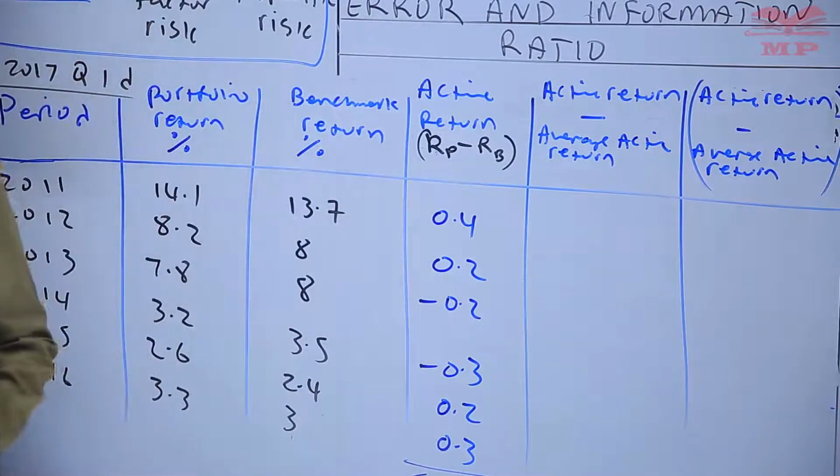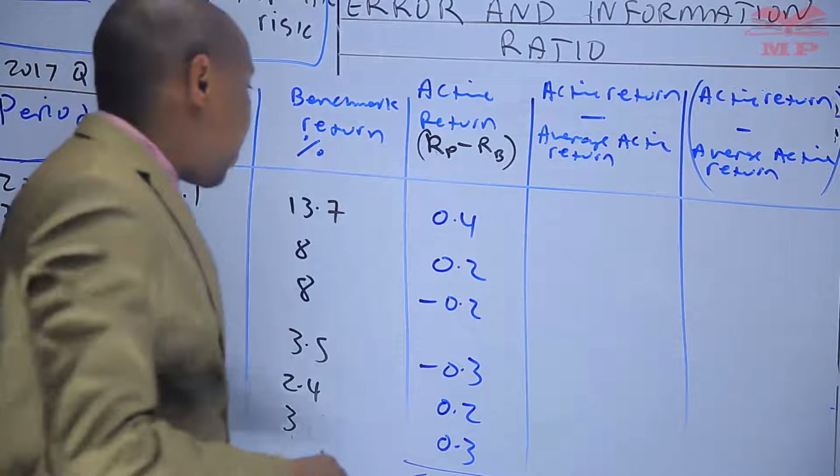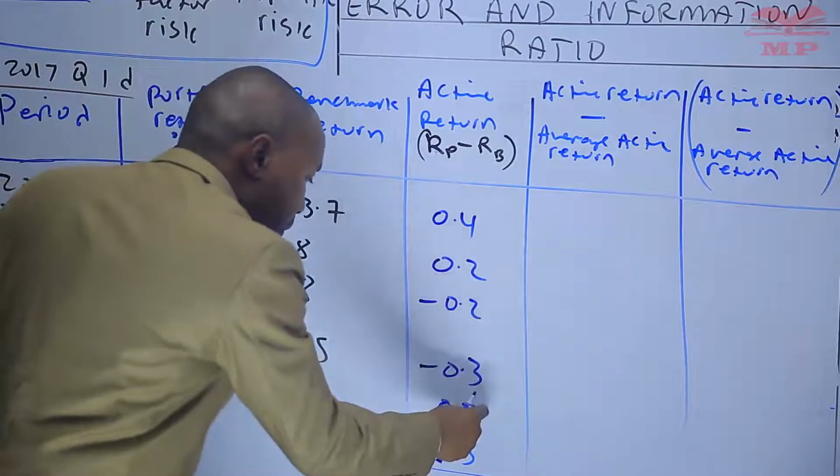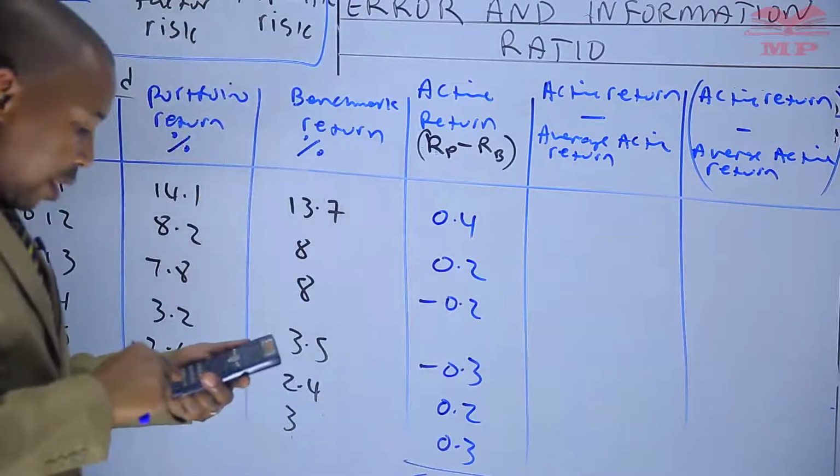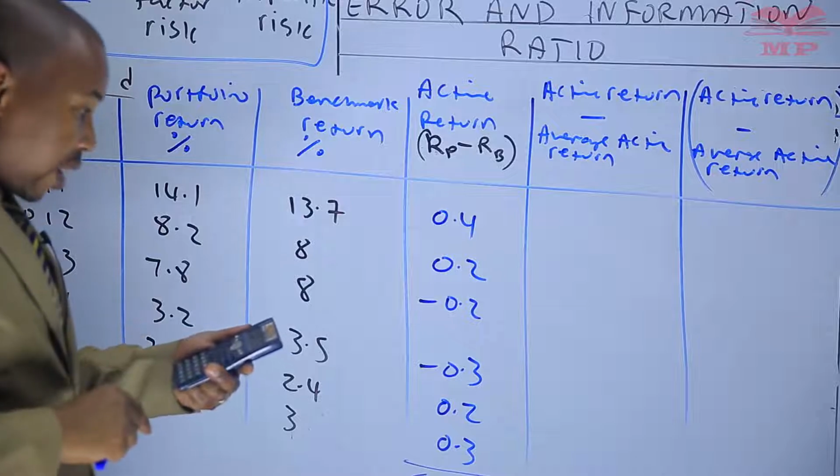Once we have 0.6, then we need now to get the average. 0.6 divided by 6, ladies and gentlemen. 0.6 divided by how many periods? 1, 2, 3, 4, 5, 6. So 0.6 divided by 6, we get 0.1.